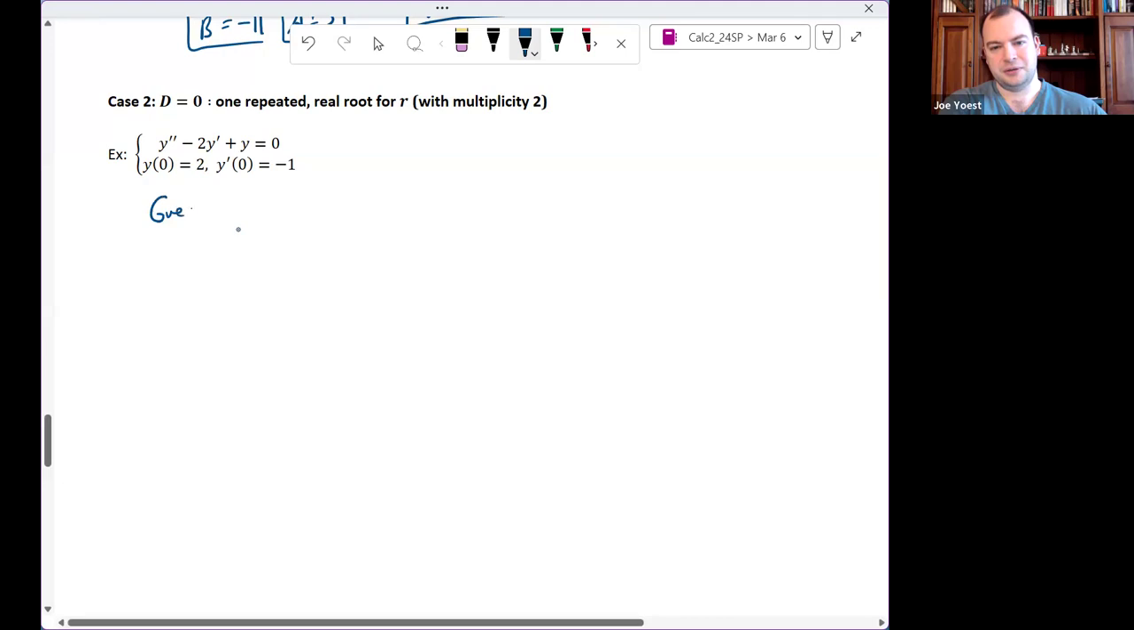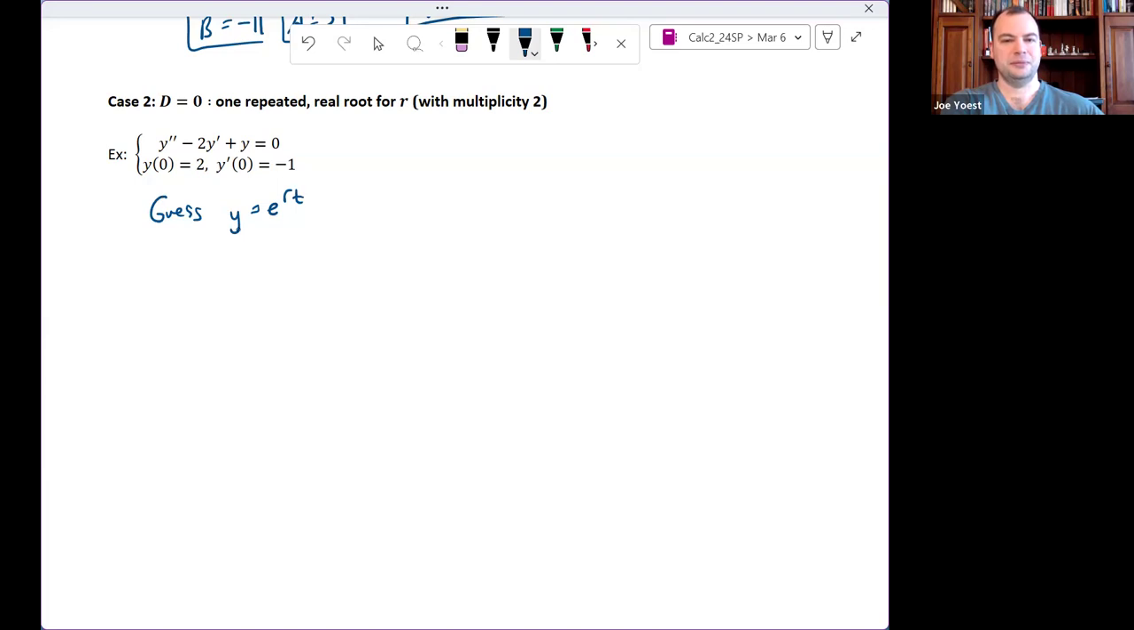So let's again guess y equals e to the rt. y double prime is going to be r squared e to the rt. We know that's going to factor out and then go away. Minus 2y prime, y prime is going to have one factor of r, plus y, but y is just e to the rt, so I just get a plus 1 equals 0. Or this is r minus 2 squared equals 0. We get only a single root of 2 with multiplicity 2.